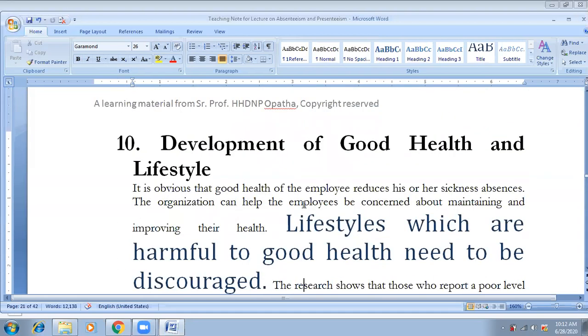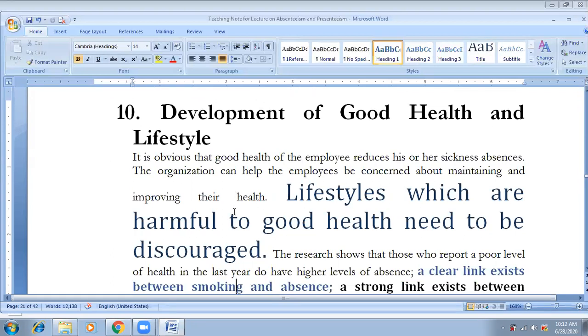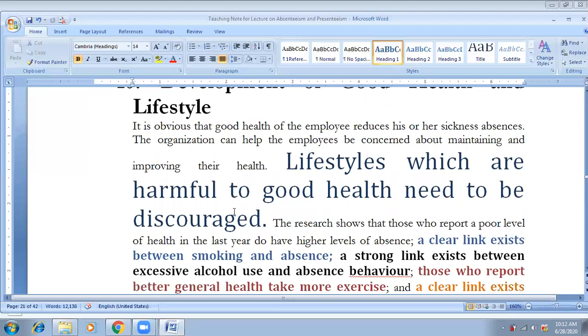Right, then development of good health and lifestyle, because sick absences are inevitable, no? Sickness absences are inevitable because of bad health. People tend to be ill. That is natural due to various reasons. So it is a good strategy to develop good health and lifestyle. An affordable organization can develop at least one program to reduce or stop lifestyles of employees which are harmful to their health.